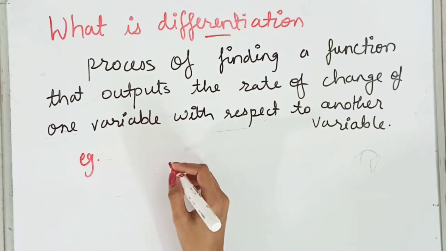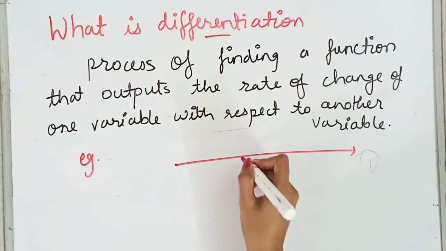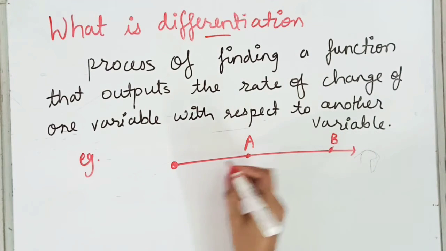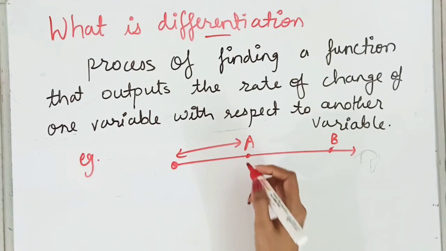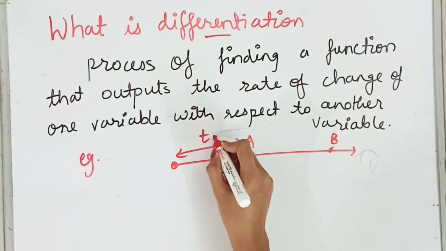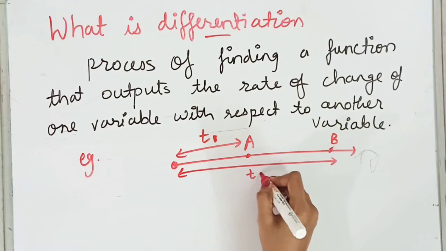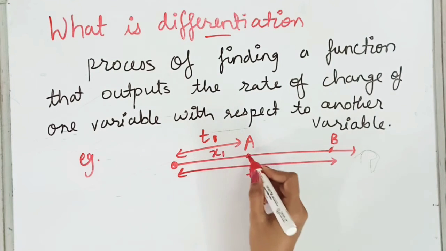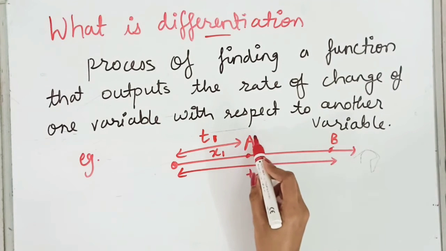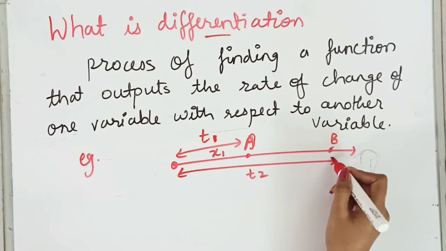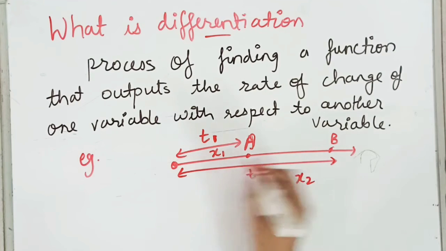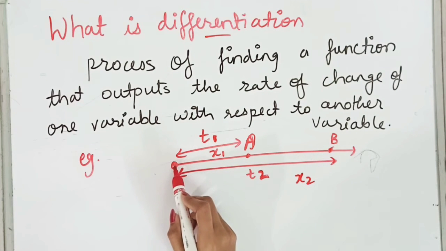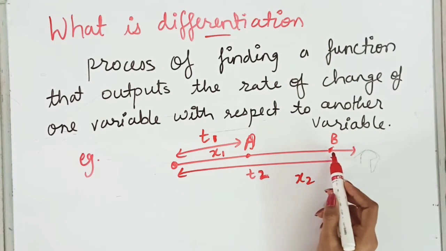Suppose a car is moving, so its position changes with time. Suppose there is a car moving at point A and at point B. To cover the distance till A, the car needs t1 time, and to cover the distance till B, it requires t2 time. So the position of the car till point A is, suppose, x1, and the distance till B is x2, with the time required t2. So we can see that the position of the car is changing with respect to time.